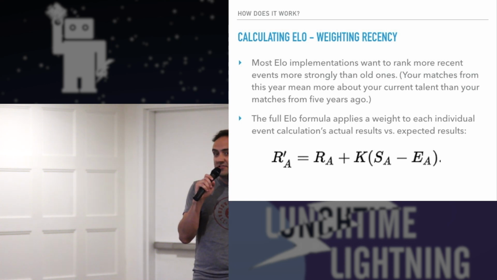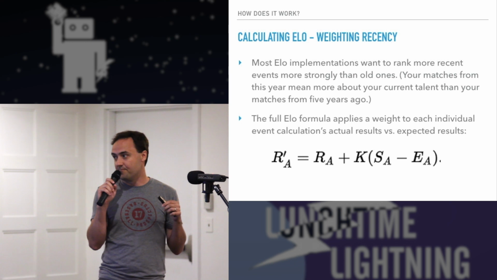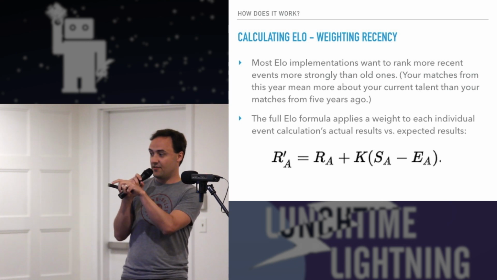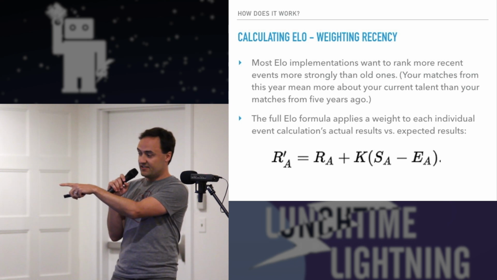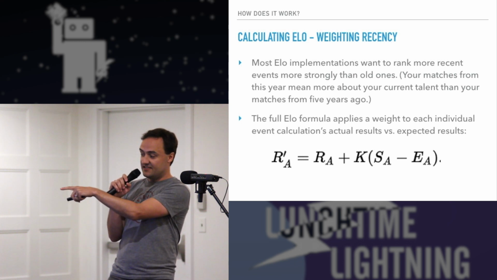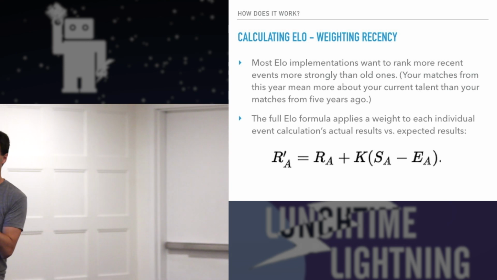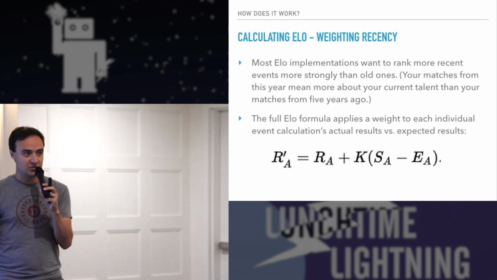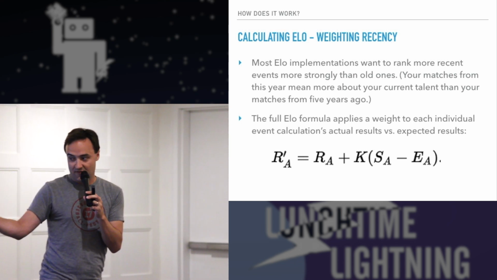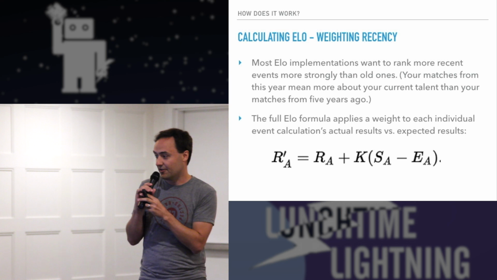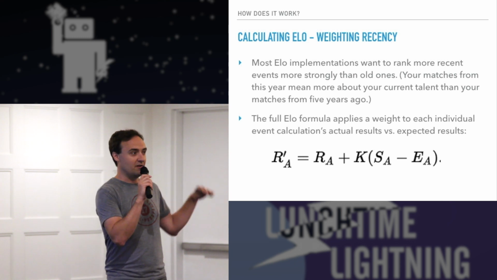There's one wrinkle though, which is this thing called the K factor. And the K factor is used to basically make sure that events that have happened more recently get weighted more strongly. So the idea is that R prime represents my new rating, R is my original rating, S is the points that I actually earned in a tournament, E is the expected points I was supposed to earn in the tournament, and then we multiply by K. So instead of doing an ELO ranking for my entire career, for every individual tournament I play, we have to run this calculation again. The good news is that this is really, really straightforward. You can do it in your head, you can do it on paper, you can do it with a calculator.